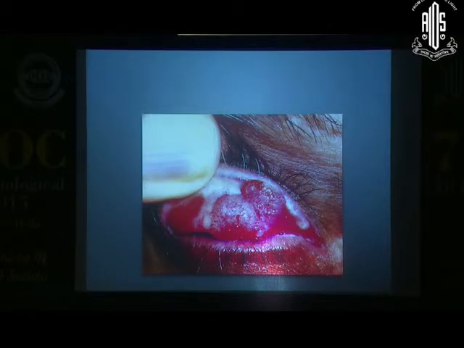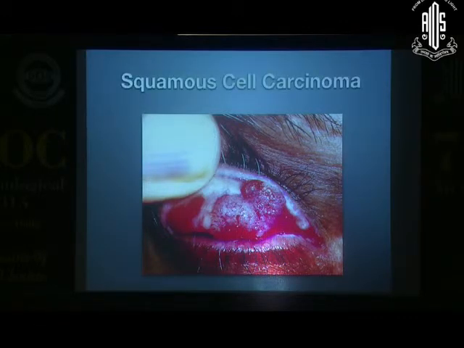This patient presented with a papilliform mass over the tarsal palpebral conjunctiva, growing in a frond-like fashion. What do you think it is? Is it an allergic component, allergic phenomena? There are a lot of intrinsic vessels there. It's even bleeding on eversion. This was a squamous cell carcinoma.